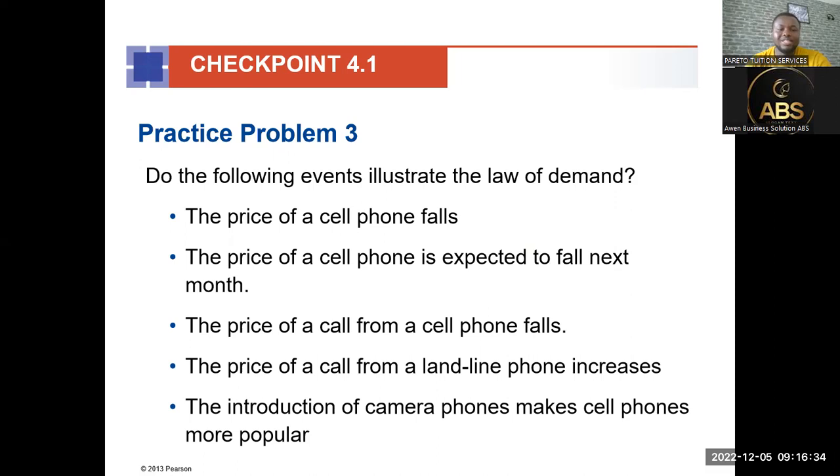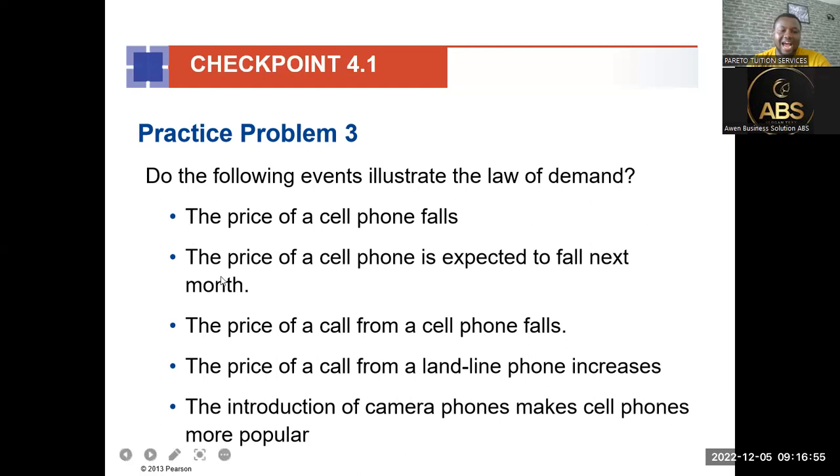So if you look at the following events, it's only the first event that dealt with a change in the price of cell phones. Okay, so this will illustrate the law of demand because a fall in the price of a cell phone will cause an increase in quantity demanded of cell phones. That is one side of the law of demand.